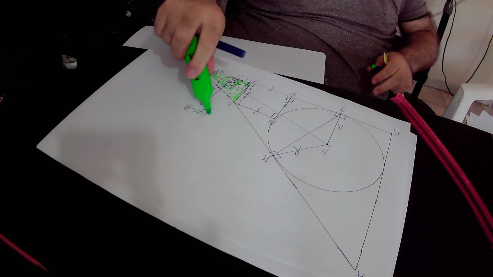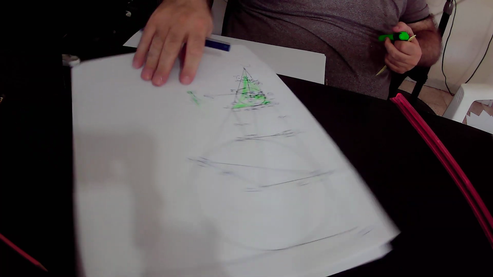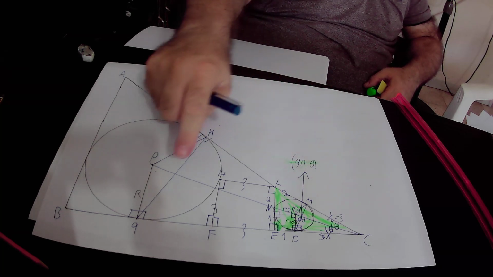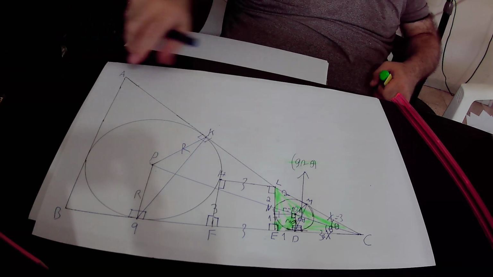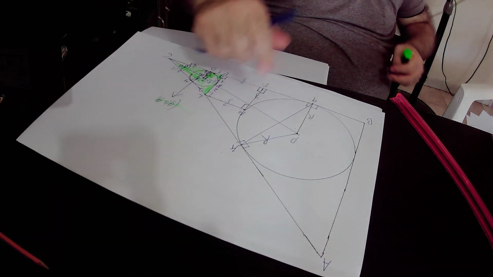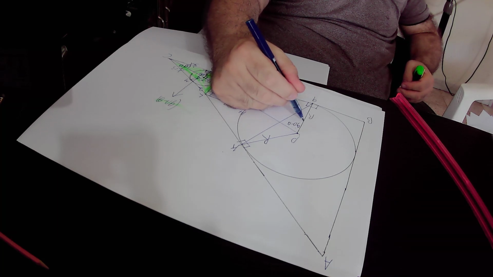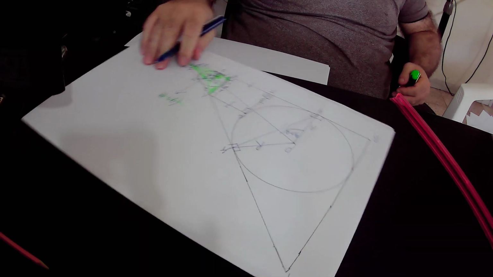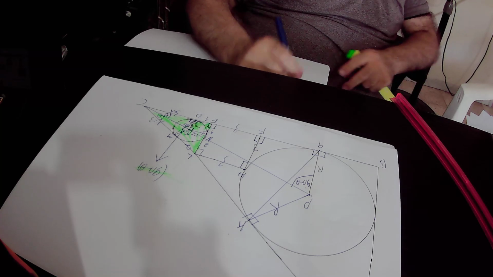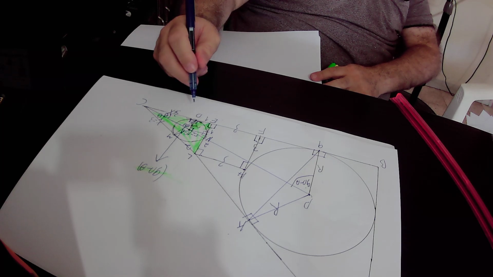Likewise, in the right big triangle PQC, this angle equals theta, this angle equals 90 degrees, therefore this angle must be equal to 90 degrees minus theta. In the next step, we'll prove that the big right triangle PQC is similar to the small right triangle ODC.